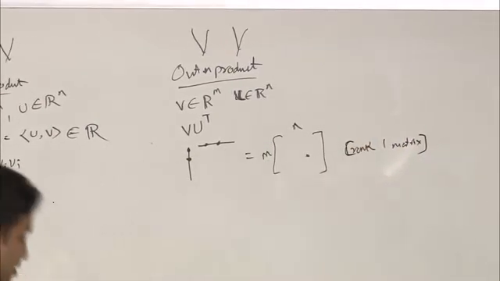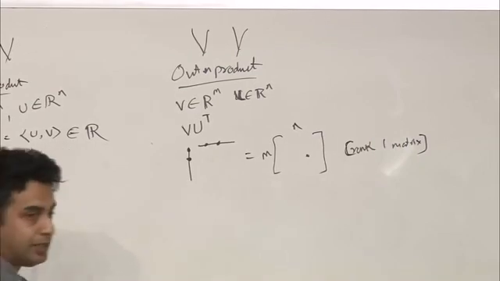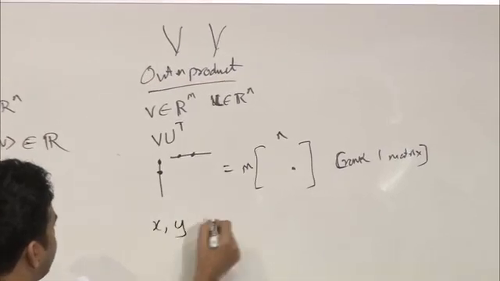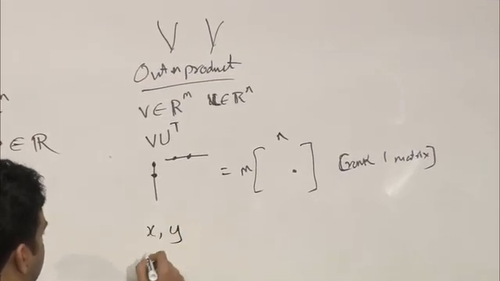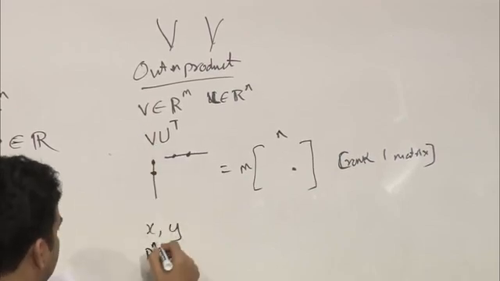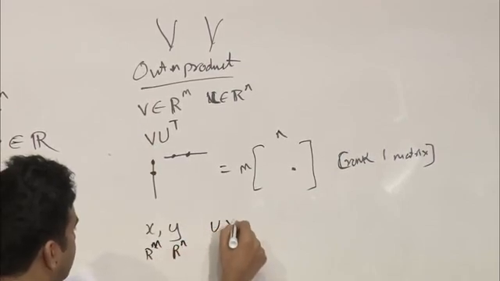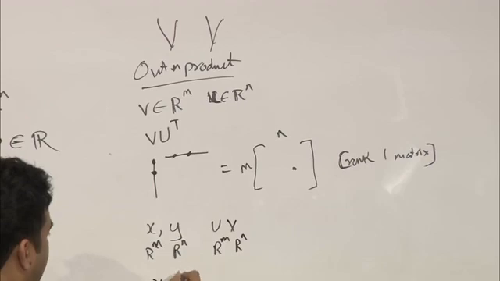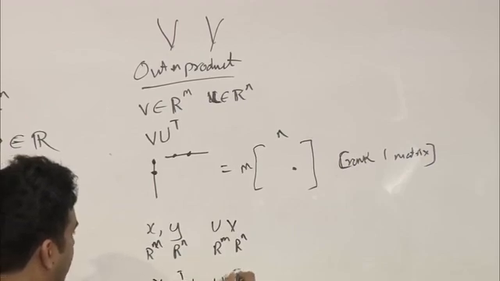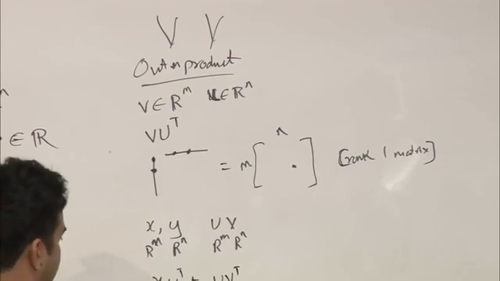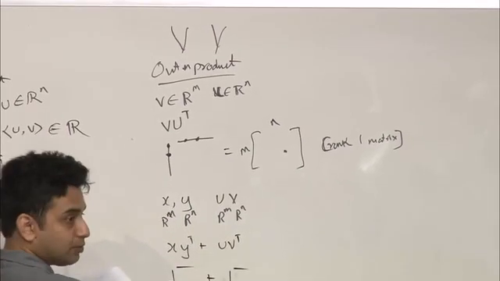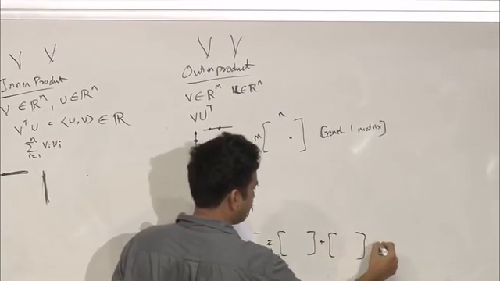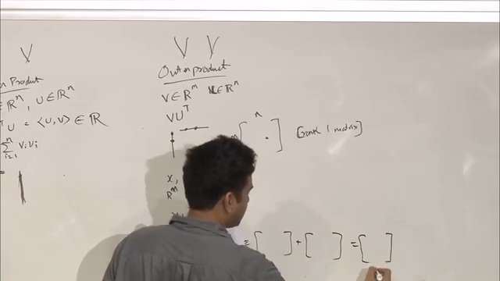You can take two pairs of vectors, x, y in R^m and R^n, and u, v, again in R^m and R^n. And you can define x y transpose plus u v transpose. Now you're basically doing this, x y transpose plus u v transpose, and this will give you the sum of two rank 1 matrices. And this is now a rank 2 matrix.